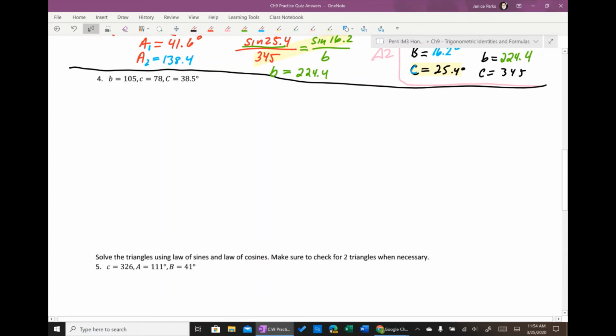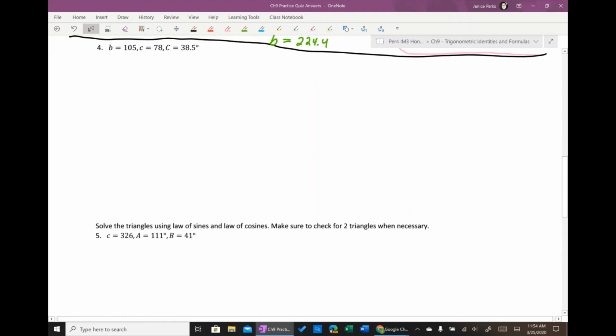For number 4, again, I'm going to start this the same way as I started the rest of them. So A is, B is, and C.